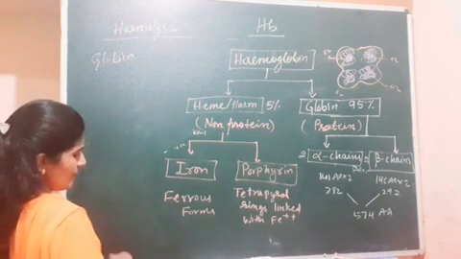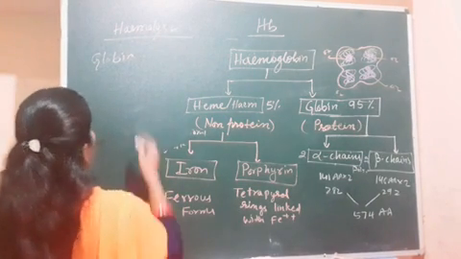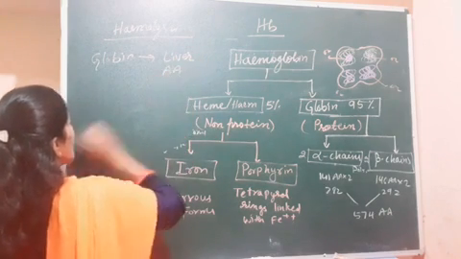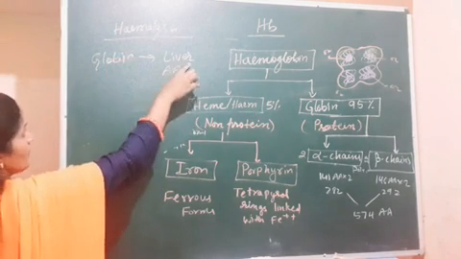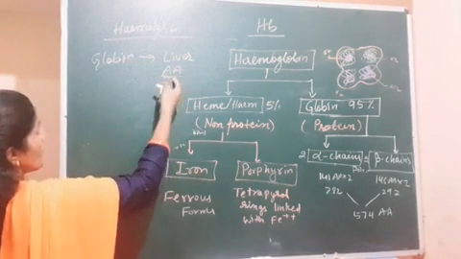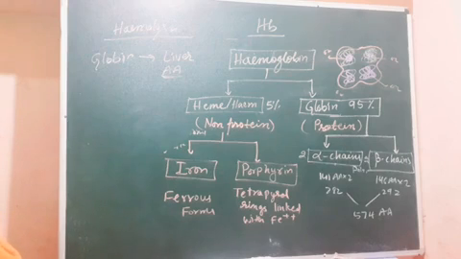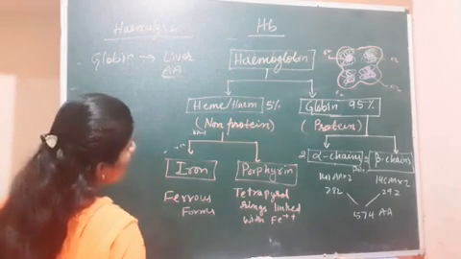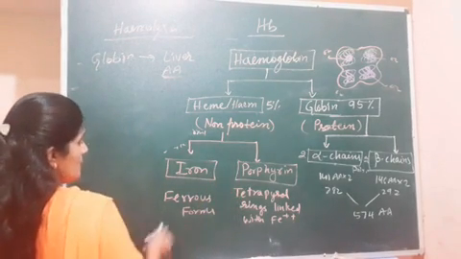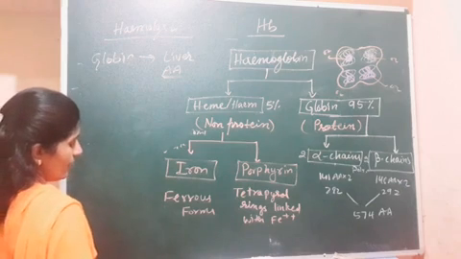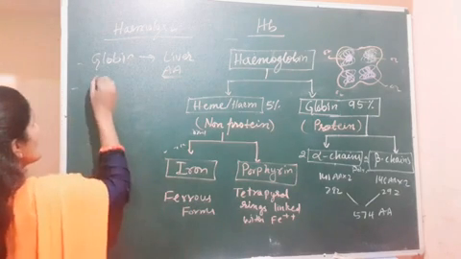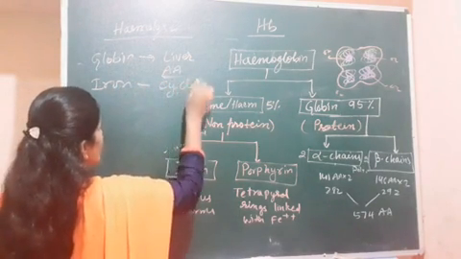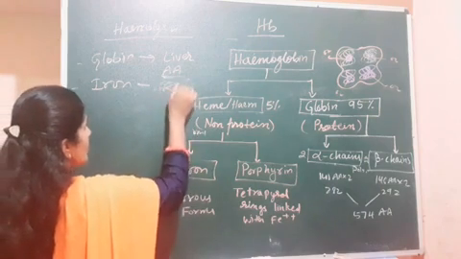So when the globin part is broken down, it goes to the liver for recycling of amino acids. Globin again goes to the liver and forms amino acids. Those amino acids will be utilized for the formation of protein. And the next one is the iron part. It is present in the ferrous form. This iron is also used again in the liver. It gets recycled.